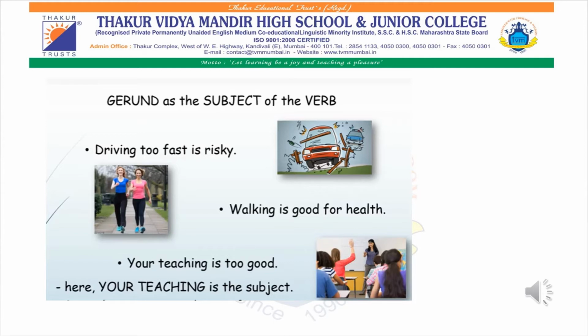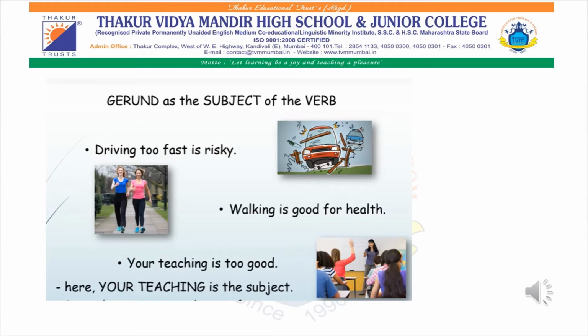Now we shall study gerund as a subject of the verb. In a particular sentence, in place of your subject, you will get a verb that is ending with ing. That place is called the subject of the verb. Gerund means V1 plus ing. A verb which ends with ing is a gerund. Now this gerund can be in the place of a subject, can be in the place of an object, and can be after a preposition also. But now we shall study it as a subject of the verb.